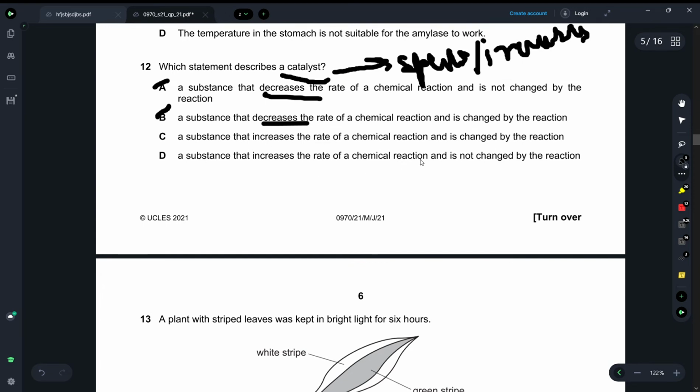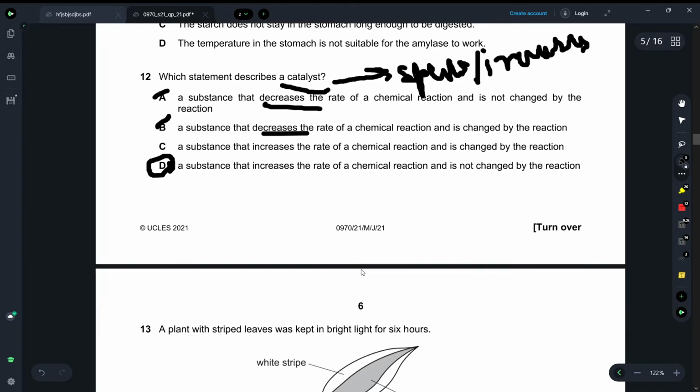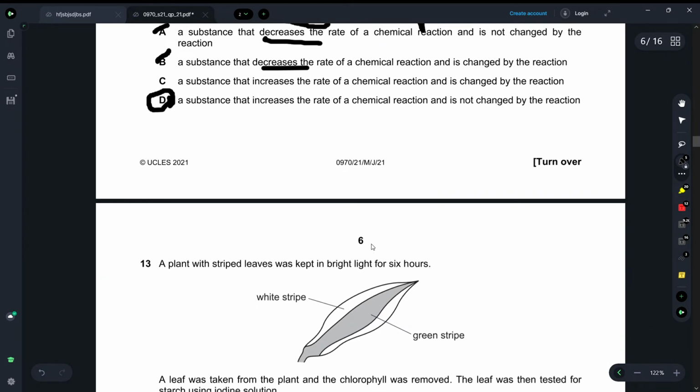By what? The second point you need to know about a catalyst is that it increases the rate of chemical reaction, although it does not get changed by the reaction itself. It's going to increase the rate of chemical reaction and not get used up or changed itself.